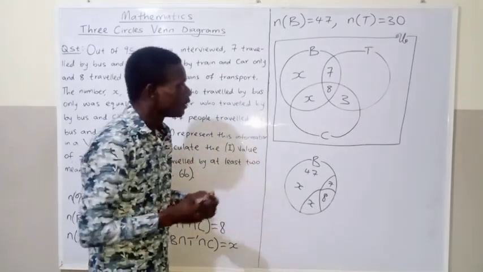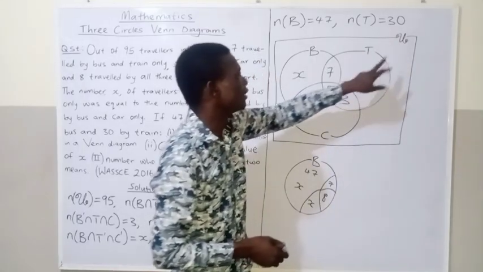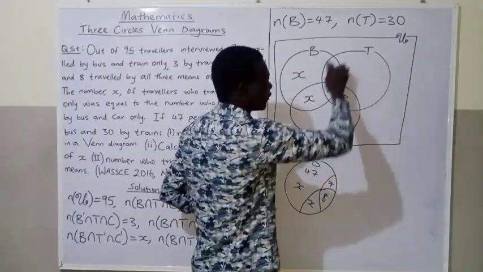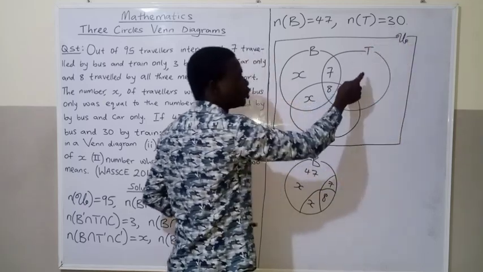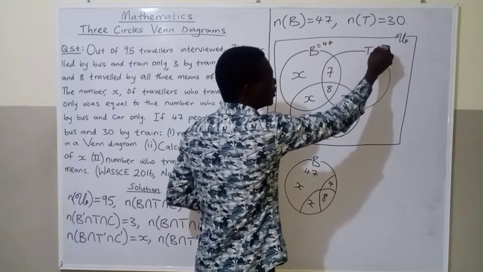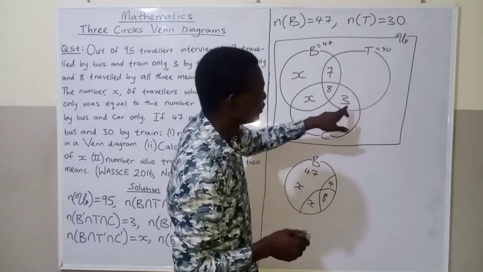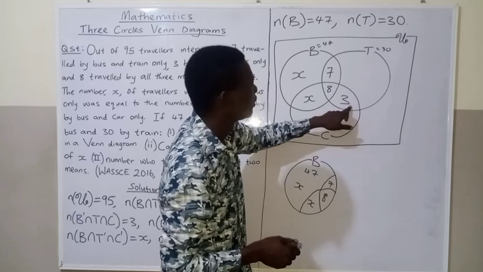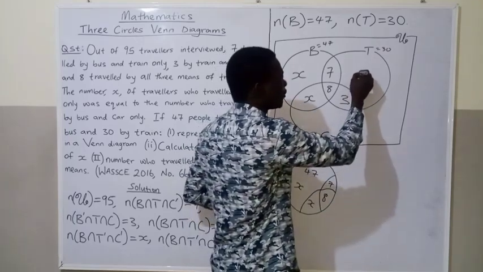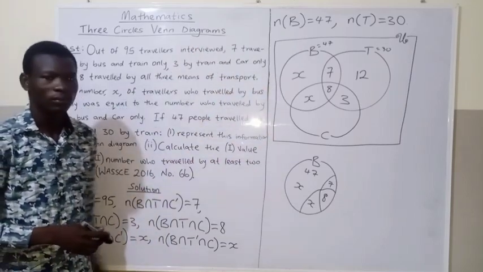Then, those that traveled by train generally, they are 30. So the totality of the circle for train is 30. How about train only? If everything is supposed to be 30, out of 30 we remove 3. That's going to be 27. From 27 we remove 7, that's going to be 20. From 20 we remove 8, that's going to be 12. So those that travel by train only, they will now be 12. I think these are all that are given in the question.